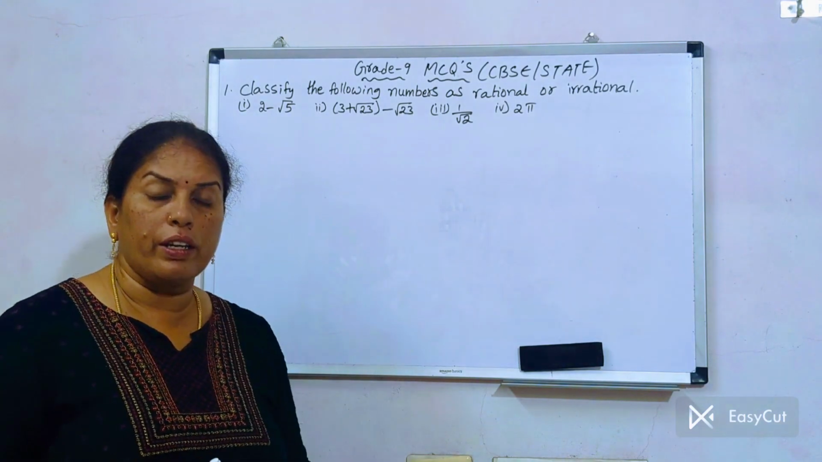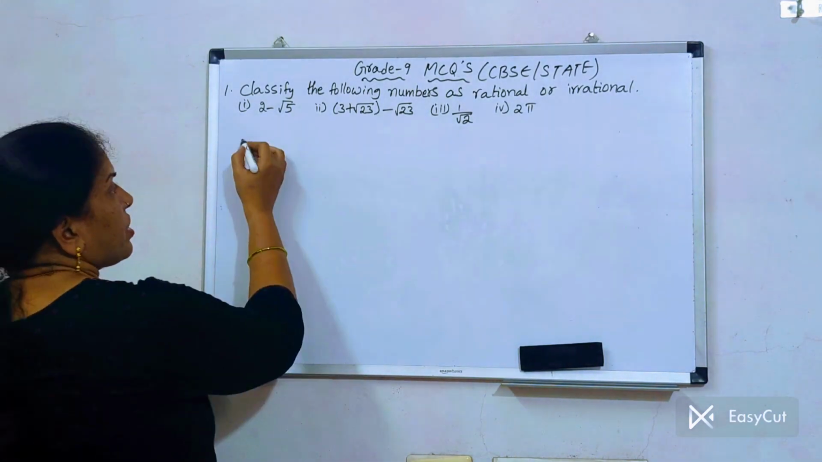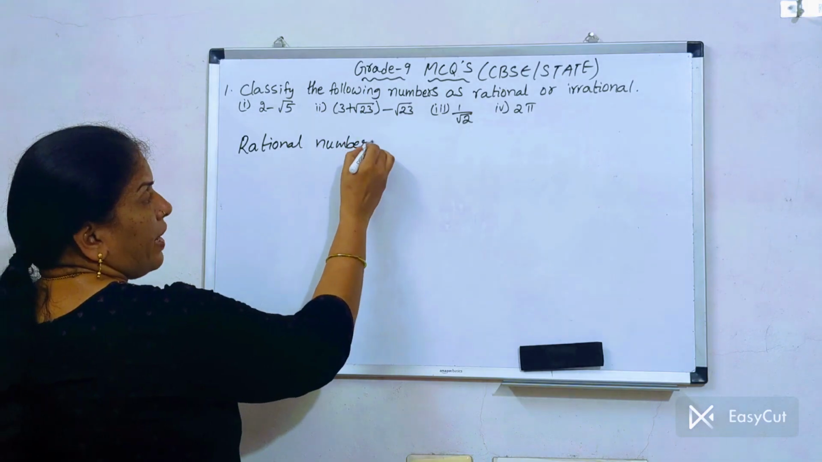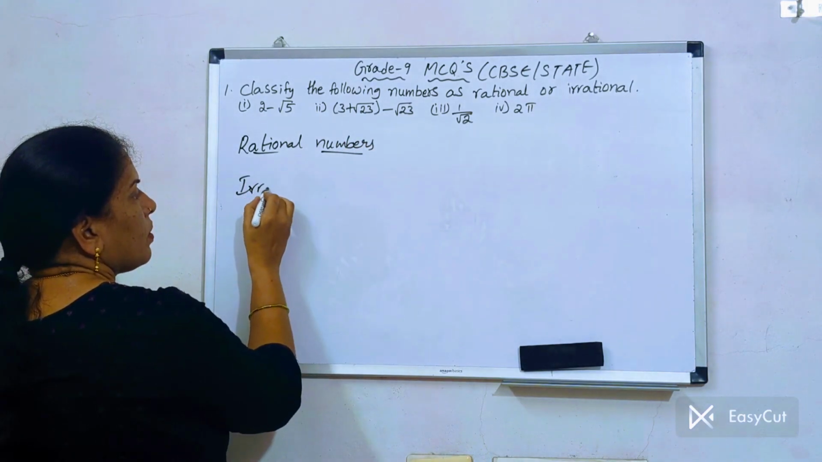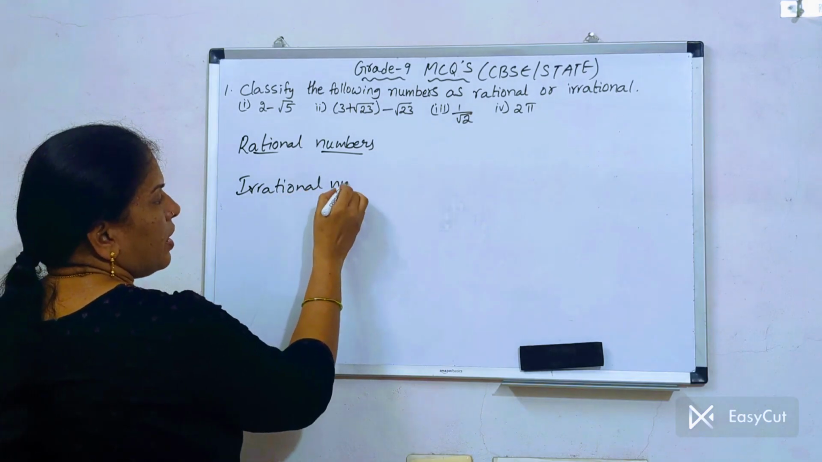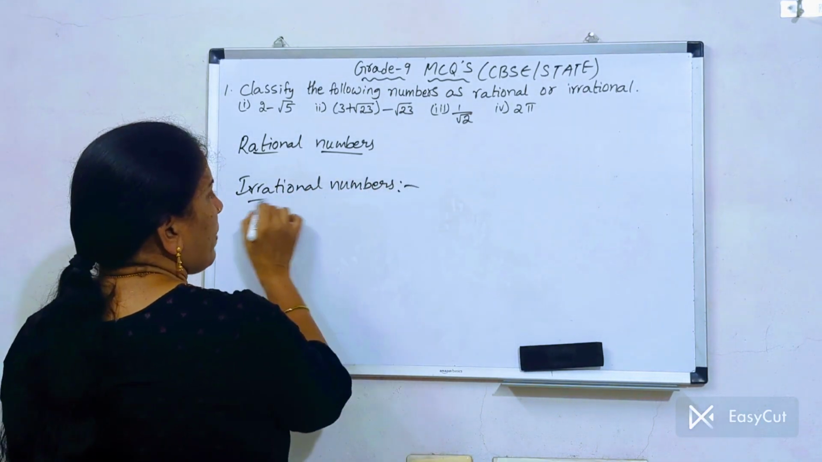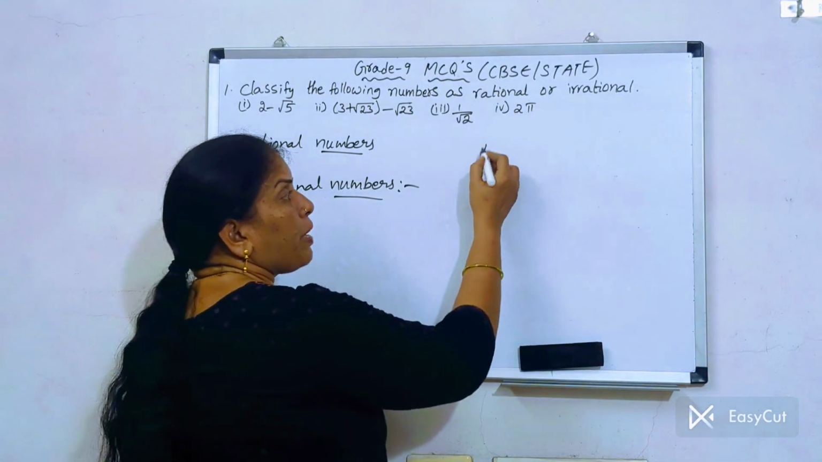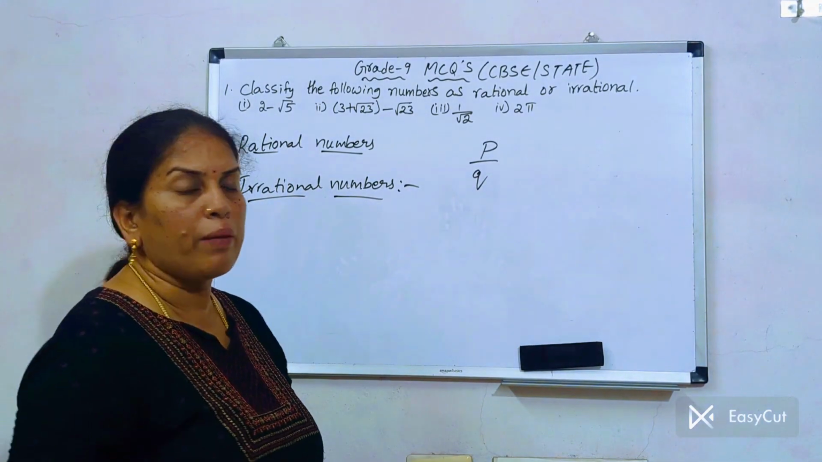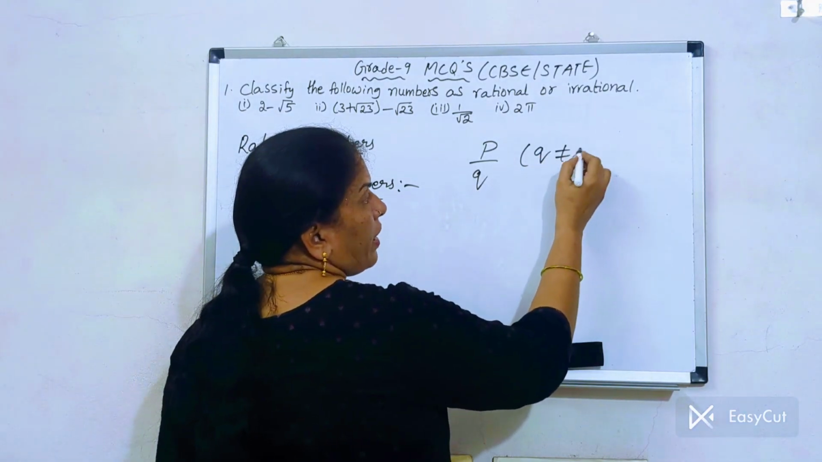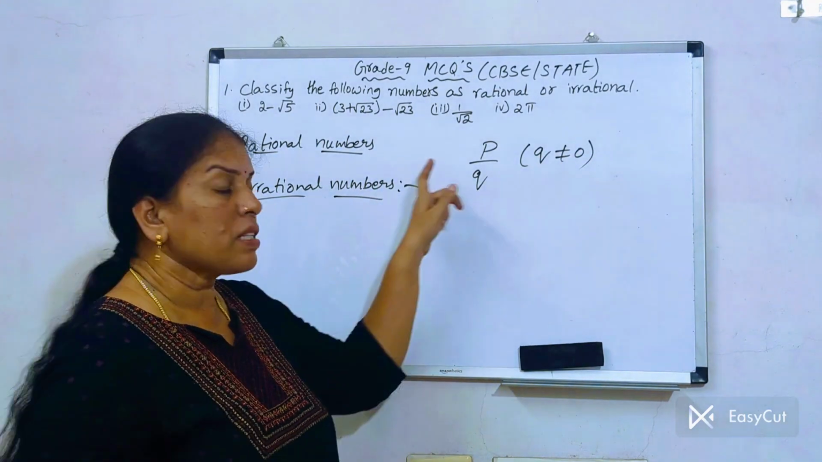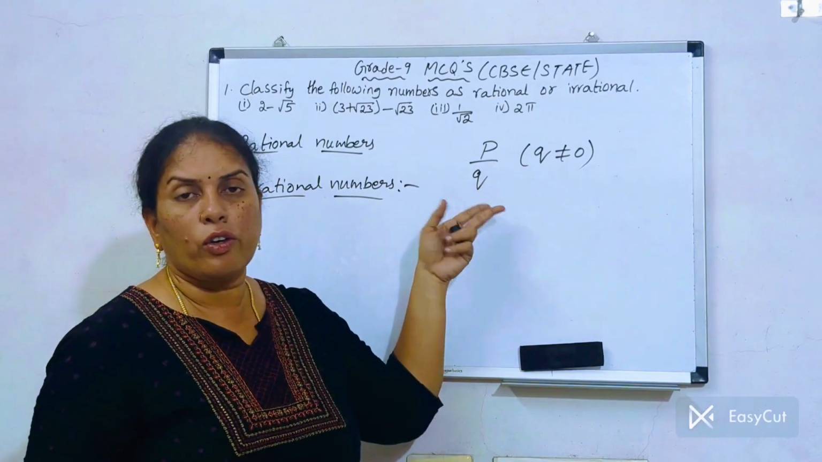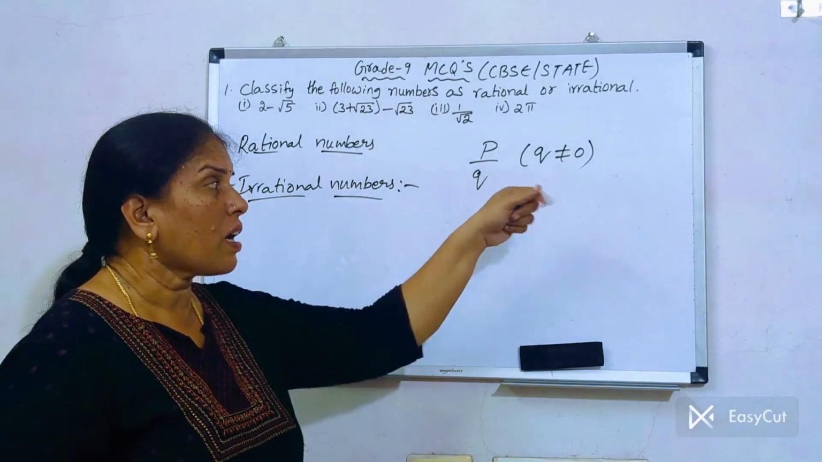Before going to the question, we will learn what are rational numbers and what are irrational numbers. Rational numbers means the numbers which are in the form of P by Q, where Q is not equal to 0. P and Q may be integers also. These are called rational numbers.